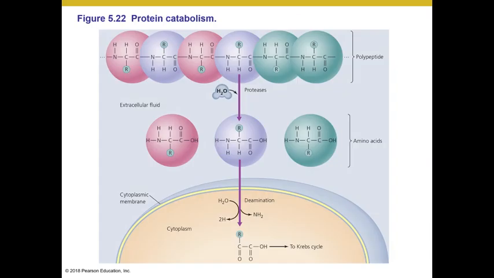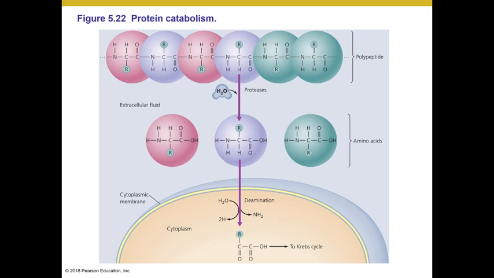Here we see how proteins are broken down. Proteins are first digested into amino acids by proteases. Amino acids are deaminated, the nitrogen group removed, producing ammonia and organic acids. The organic acids feed into the Krebs cycle. For microbes, this means they can grow even when sugar and fat are scarce.